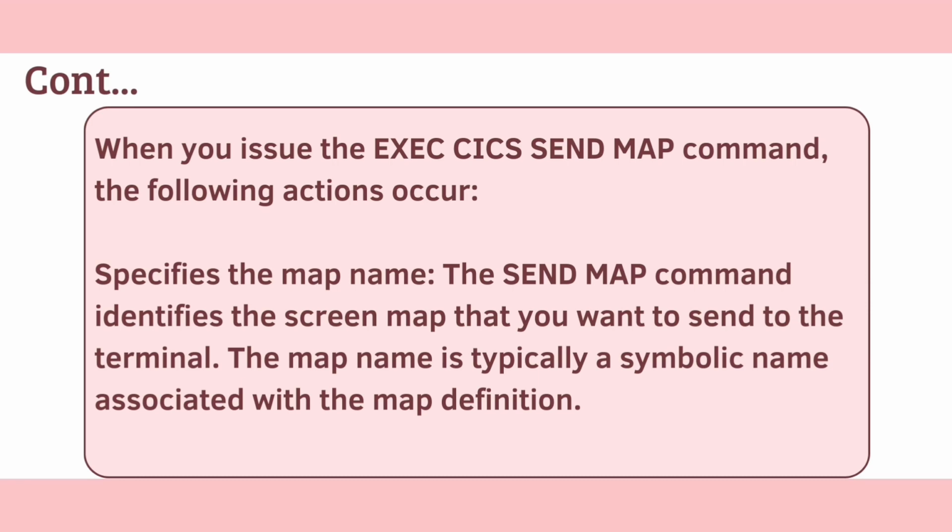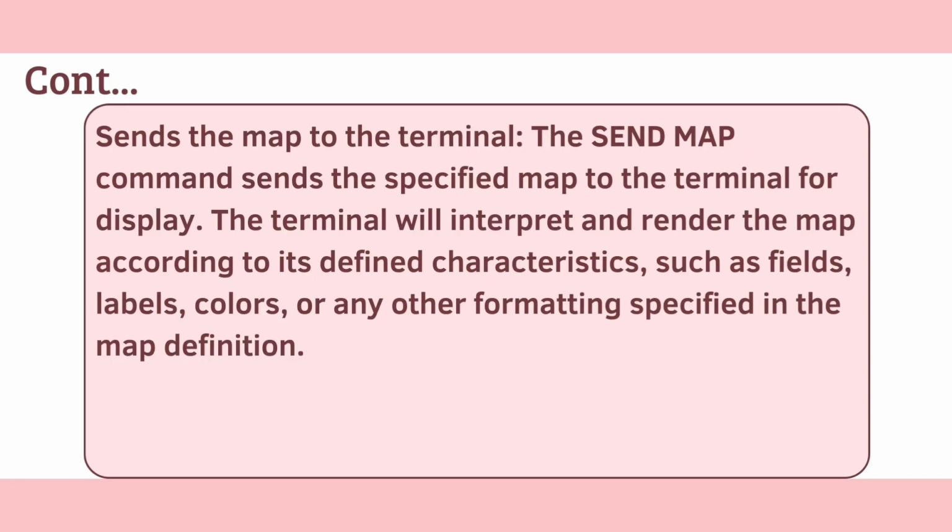Specifies the map name. The send map command identifies the screen map that you want to send to the terminal. The map name is typically a symbolic name associated with the map definition. It sends the map to the terminal. The send map command sends the specified map to the terminal for display. The terminal will interpret and render the map according to its defined characteristics, such as fields, labels, colors, or any other formatting specified in the map definition.